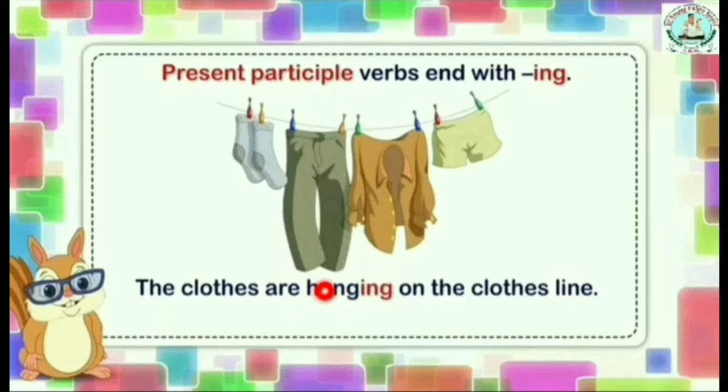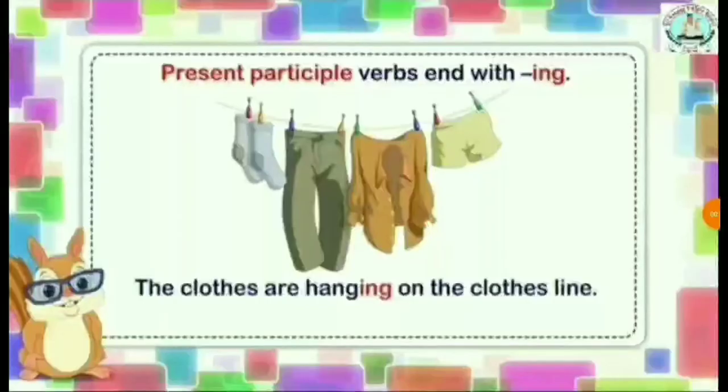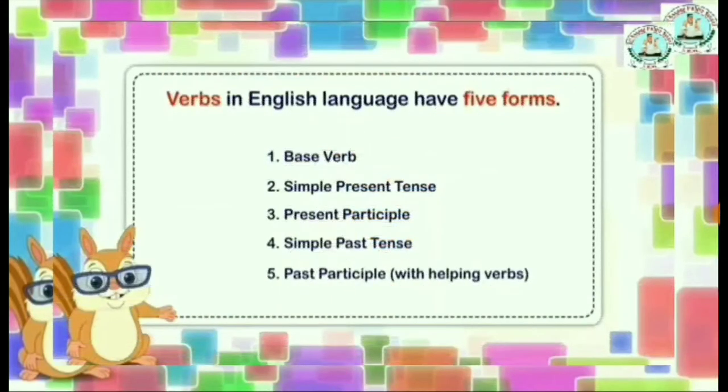If it is a past continuous tense, it means was or were. Clothes here is plural form. The clothes were hanging on the clothes line. I hope it is clear to you all. So we studied all the 5 forms of verbs. Now let us revise once again.